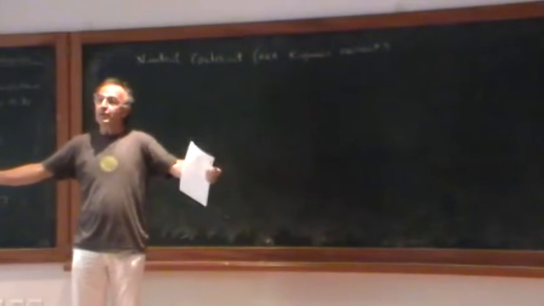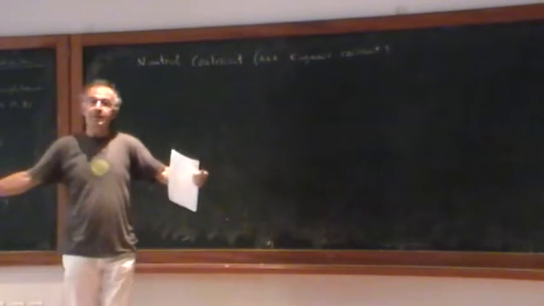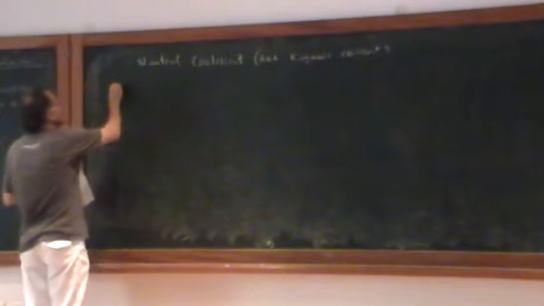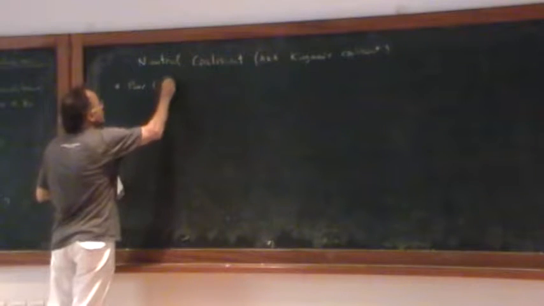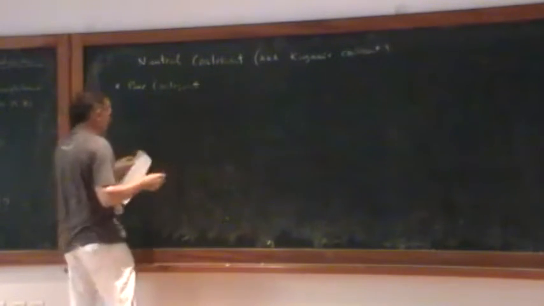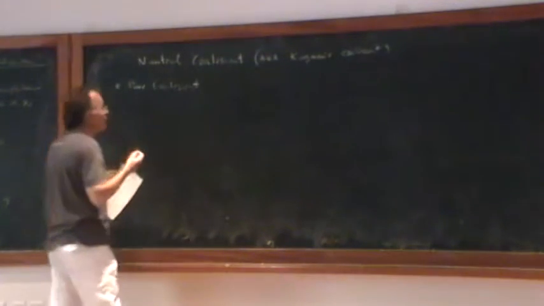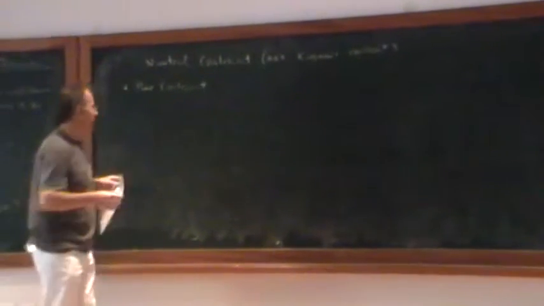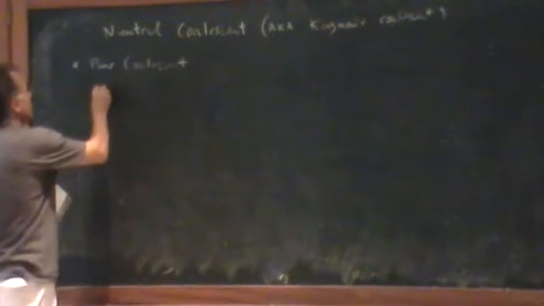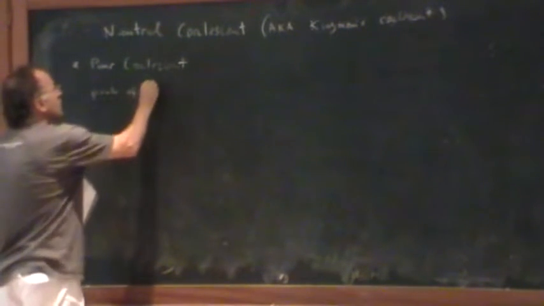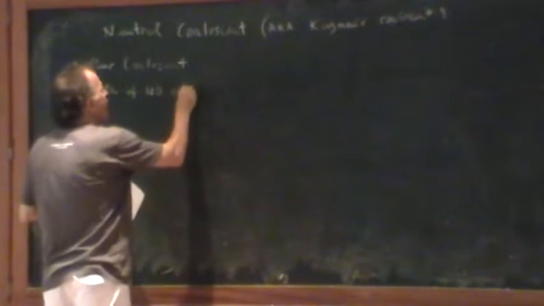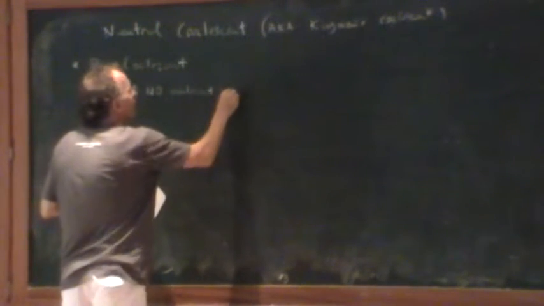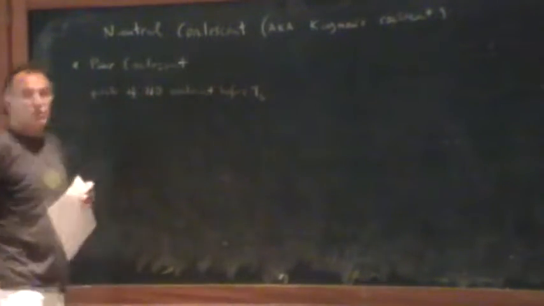Let's try to calculate the probability of a pair of samples in your population to coalesce in time t2. So let's try to pair coalesce. What we want to calculate is the probability of having no coalescent before time t, so the probability of no coalescent before t2 generations back.